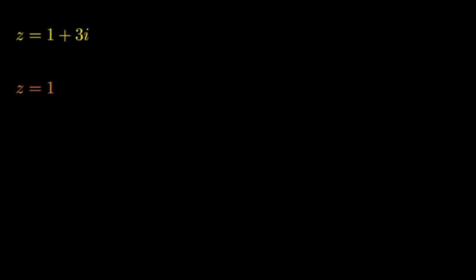If we just took the imaginary part to be 0, then we see that the real numbers form a subset of the complex numbers. So any real number such as z equals 1 can be taken to be a complex number also.